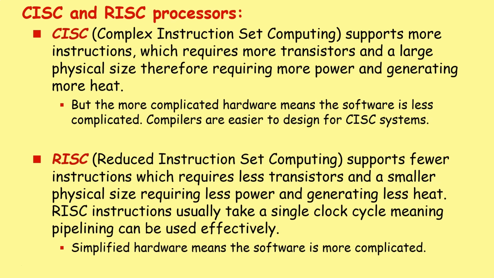RISC, reduced instruction set computing, supports fewer instructions, which requires fewer transistors and a smaller physical size, requiring less power and generating less heat. RISC instructions usually take a single clock cycle, meaning pipelining can be used with maximum efficiency. The simplified hardware, however, means that the software is more complicated.